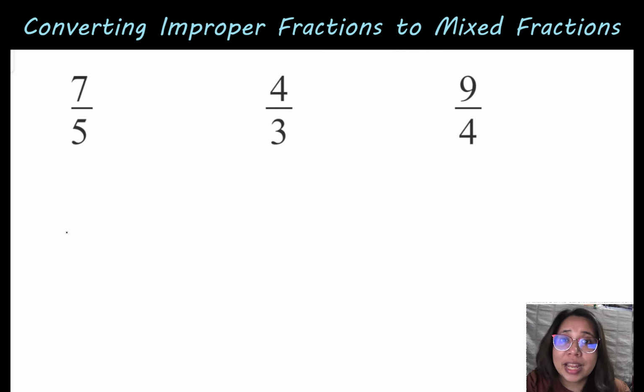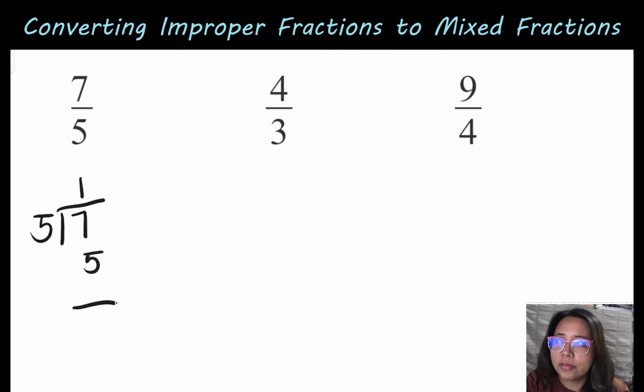Okay, so, i-divide natin yung ating numerator sa ating denominator. Okay, so, we have 7 divided by 5. Okay, so, 7 divided by 5, 1. Okay, so 1 times 5 is 5. 7 minus 5 is 2.